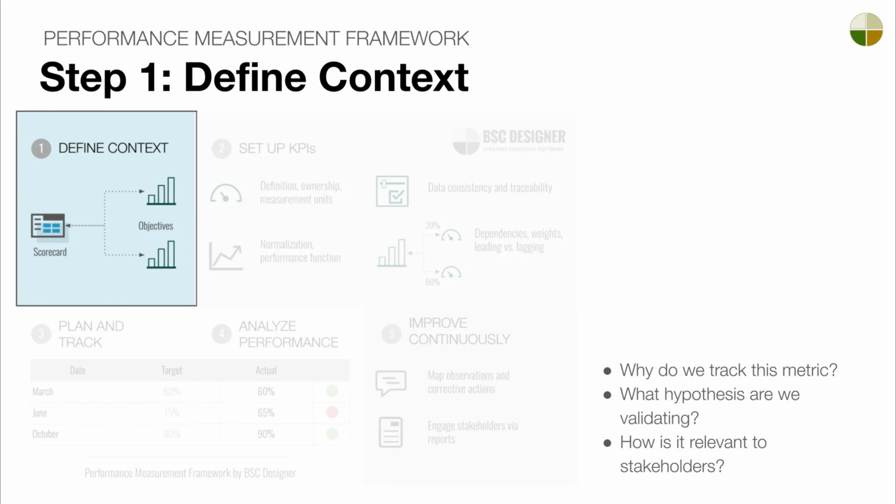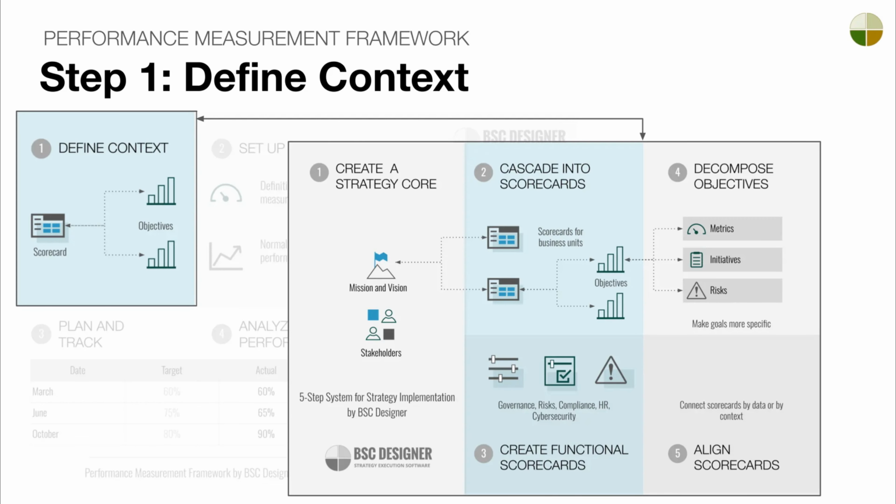So how can we properly define the context? Follow the steps in our strategy implementation system. Start by capturing the strategic ambitions of stakeholders. Cascade them into scorecards. Within each scorecard, make high-level objectives more specific by defining sub-goals and KPIs. This ensures your metrics have a clear purpose and are always linked to stakeholder value.